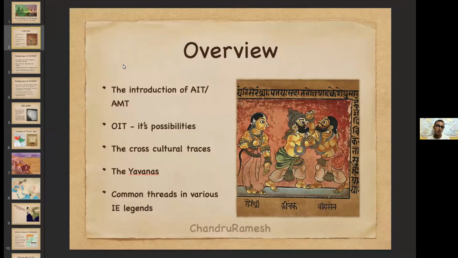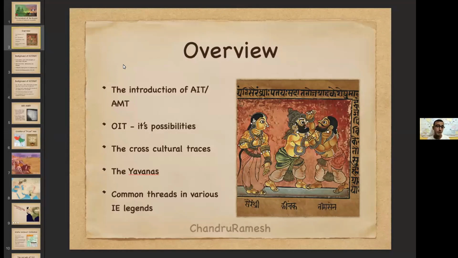Right. So, an overview of what we are going to see today is the introduction of AIT and AMT, which is the Aryan invasion theory and Aryan migration theory. We'll also be checking the possibilities of the Out of India theory, which means India as the homeland of the Aryans, and the Aryans migrated to the rest of the world and spread their culture, and therefore we find traces. The third section will be the cross-cultural traces of Vedic civilization.